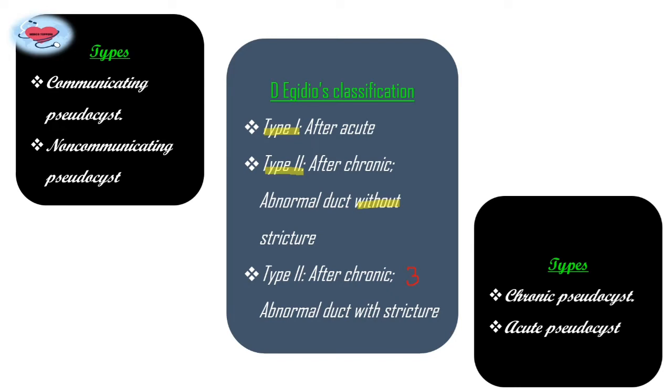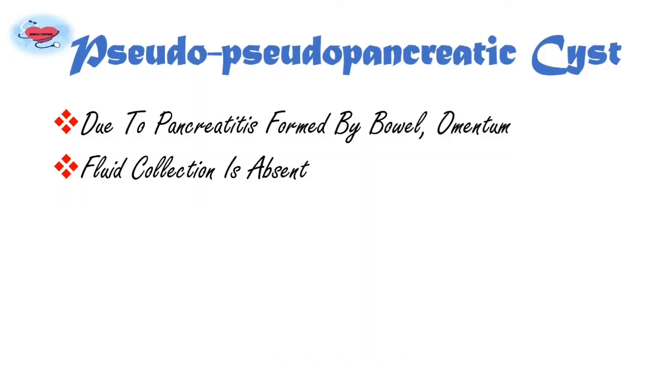Next comes pseudo-pseudopancreatic cyst. This is a mass in the epigastric region. It occurs due to pancreatitis, formed by bowel and omentum. Clinically it mimics a pseudocyst of pancreas, but here fluid collection is absent. That is why it is known as pseudo-pseudopancreatic cyst.